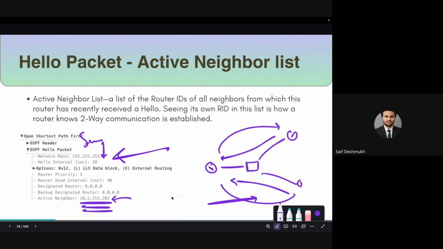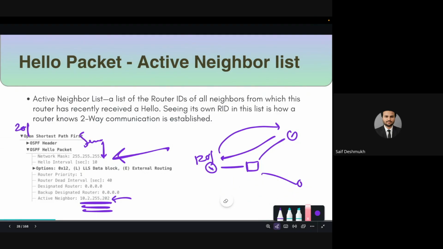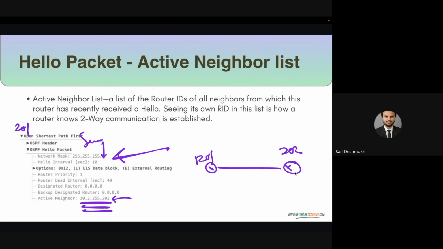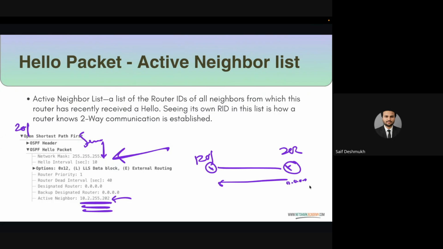Someone is asking here whether the active neighbor is the sender's router ID. No. When I said, let's assume this is router 201, the sender is 201. In short, it was connected to 202. Earlier, what happened? 202 sent the first hello. 202 doesn't have anything. Its active neighbor field was 0.0.0.0 because its own first hello is being sent out.